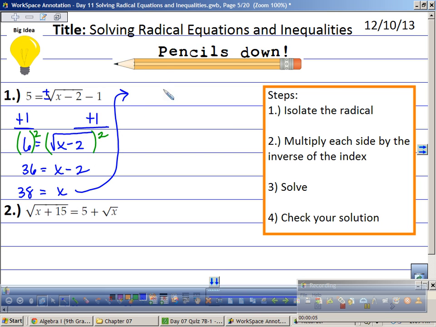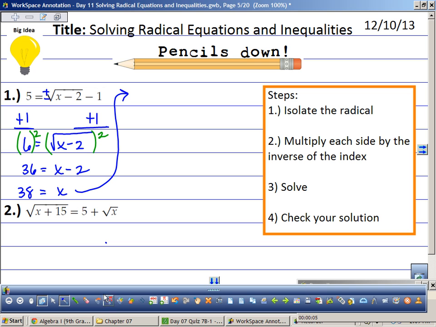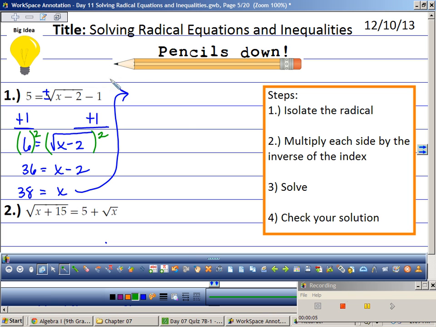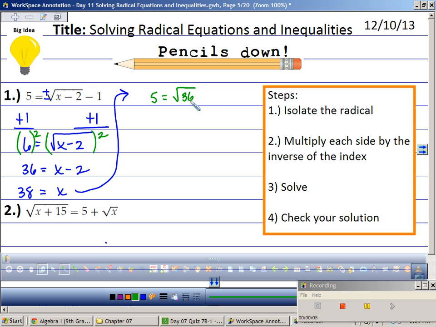All right, if I get 38, does this work? I'm going to change my color to green. So 5 equals the square root of x, which is 38. What's 38 minus 2? 36, minus 1. 5 equals 6 minus 1. Does it check? It does check. You have to do your checks.